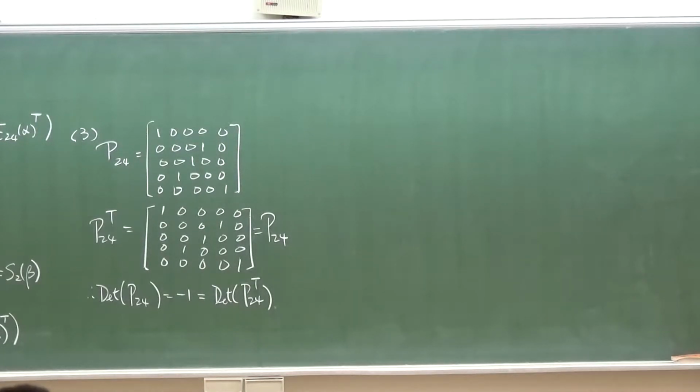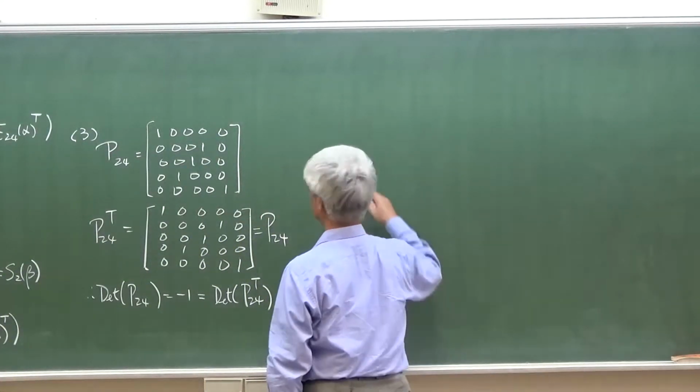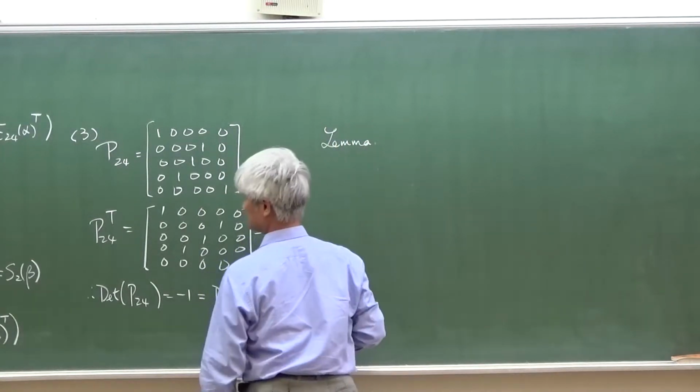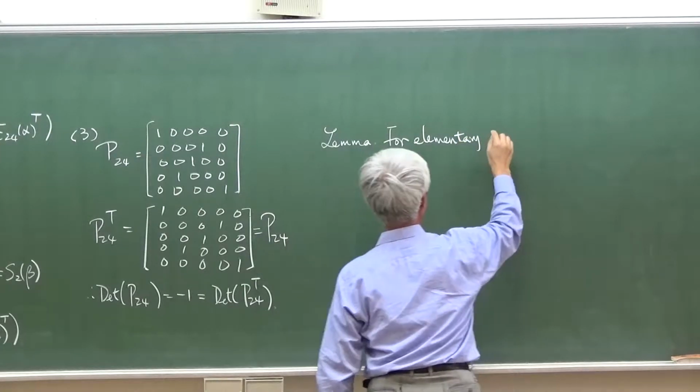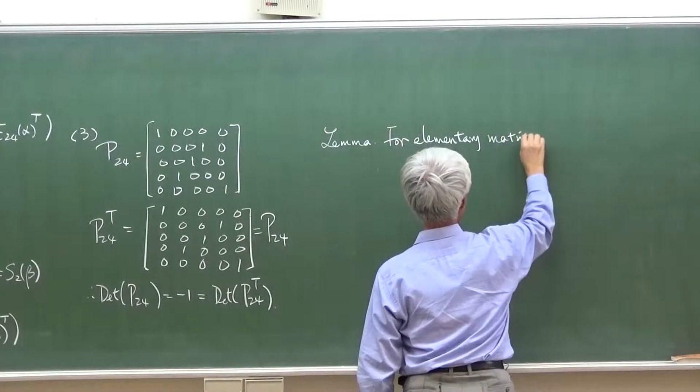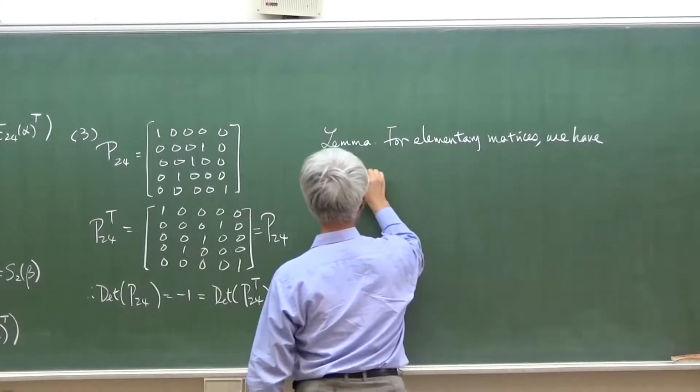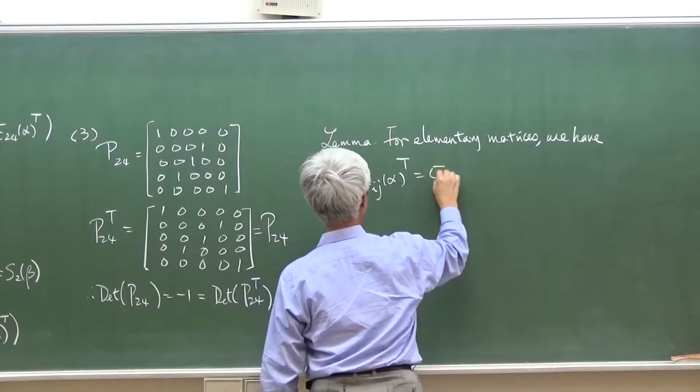So we have information about elementary matrices. Okay? And we know that the transpose of any elementary matrix has the same determinant as the original elementary matrix. So this gives us the lemma. So first of all, we have the lemma that for elementary matrices, we have Bij alpha transpose equal to Bi alpha.